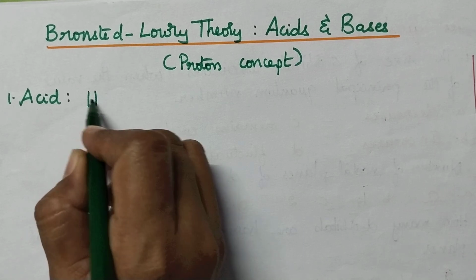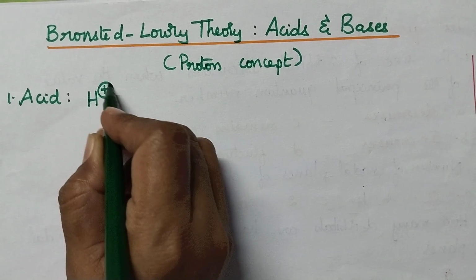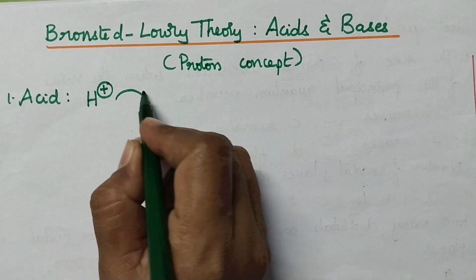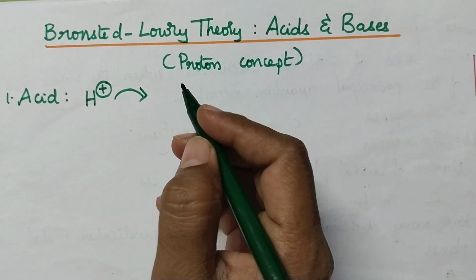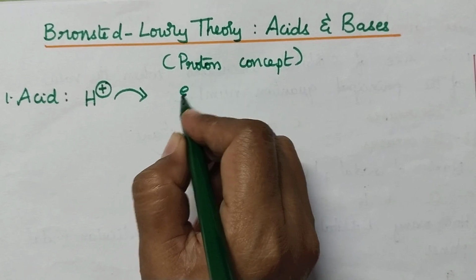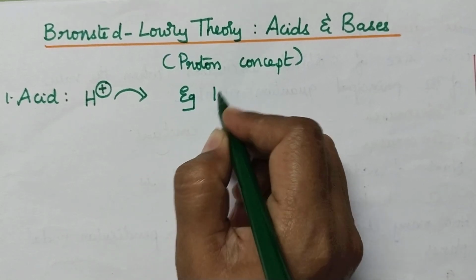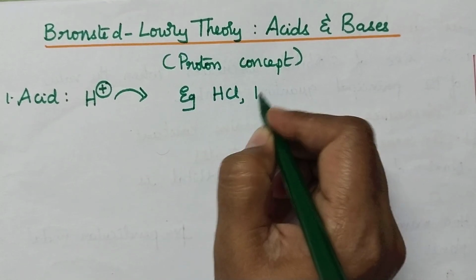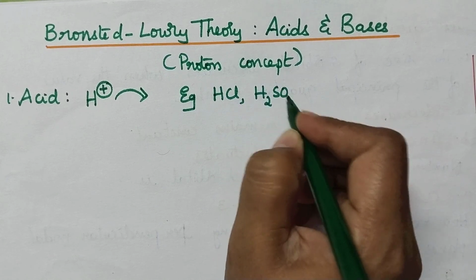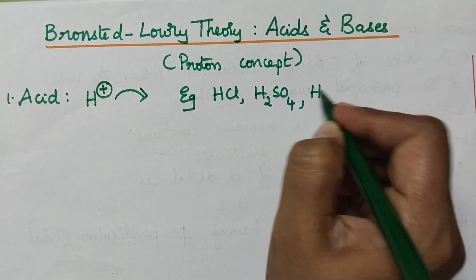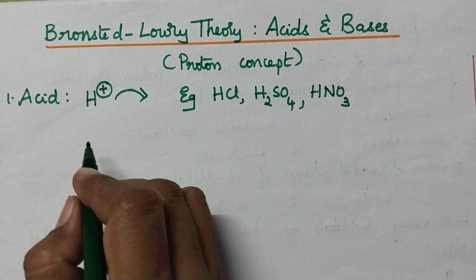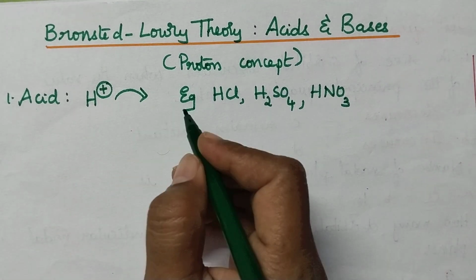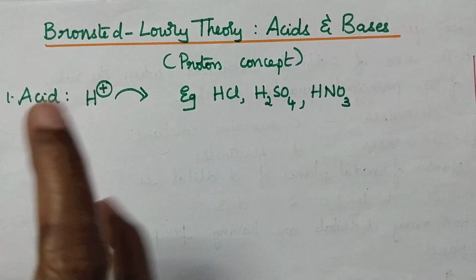According to Bronsted theory, what is meant by an acid? Which can donate a proton to the other substance. Good examples of Bronsted acids include HCl, H2SO4, HNO3, etc. Let us see how an acid donates a proton to the other substance.